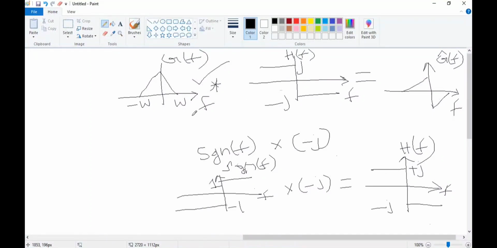When this spectrum gets multiplied with H of f, whatever G cap of f I'm getting, the signal will be in this way. I will not find G cap of t because I don't know what this function is. So I'll just leave it here.